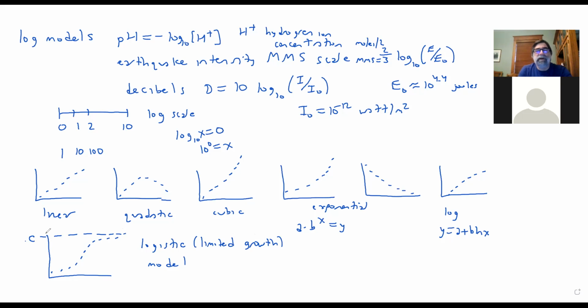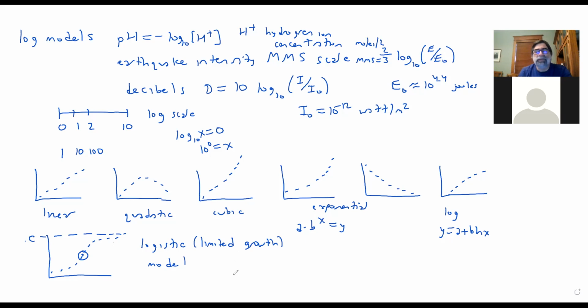This is what the model is going to look like. We spend a lot of time in calculus and other classes deriving the model, talking about growth rates in the beginning and growth rates in the end. There's a point in the middle where it's growing at its fastest rate. On this side it's going up, but on this side it's going down.